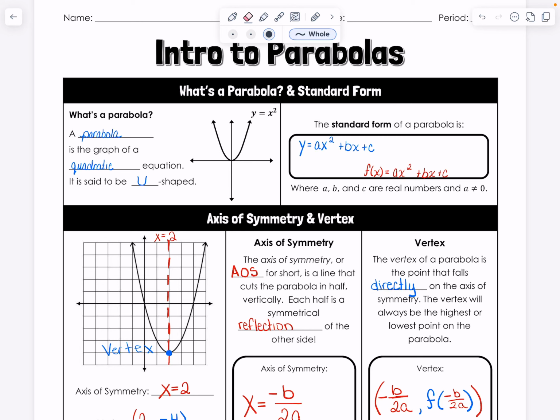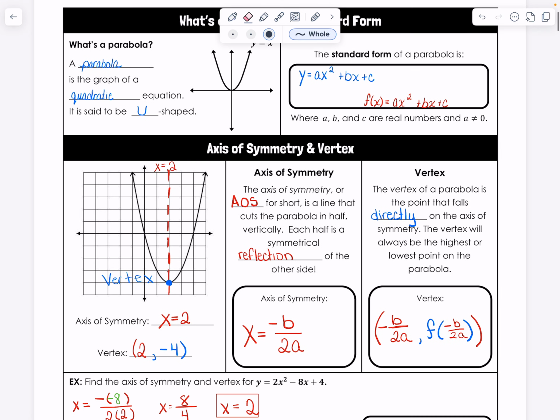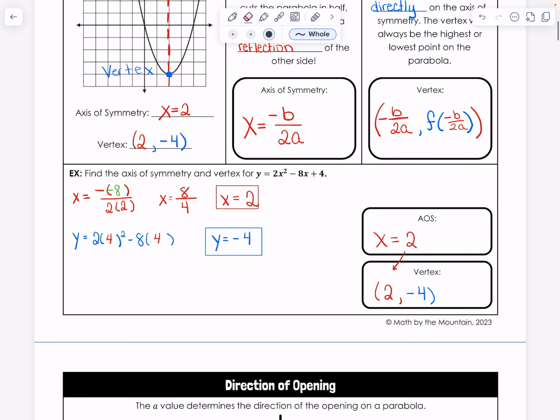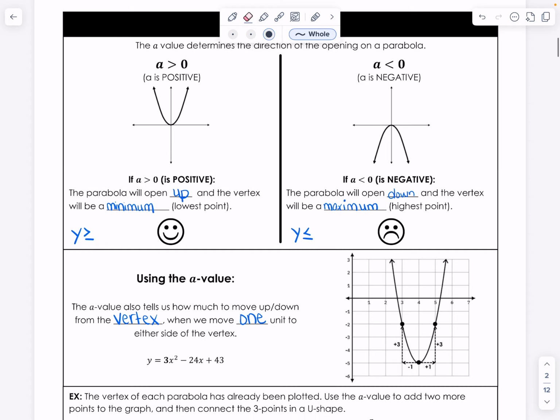Let's get to our examples for today's homework. Now, if you are absent, these are the notes that we did in class. So these are the things that you're going to want to note down. These are some key features for graphing quadratics, okay?